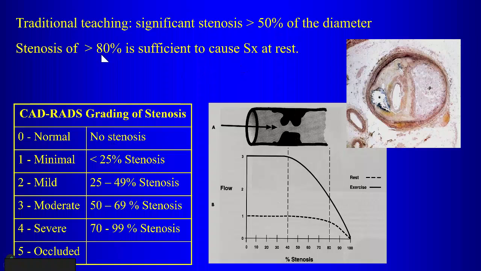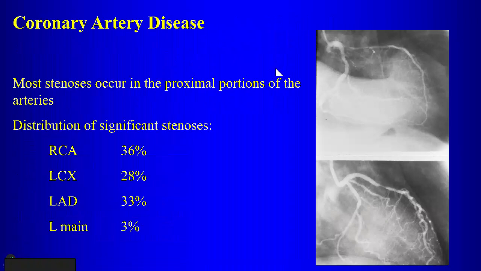It's important to realize that stenosis of about 80% or greater is necessary before you actually have symptoms at rest. So you can have pretty significant stenosis when it's less than 80%, and it will not be flow limiting, and it's not until you stress the patient that you will see the flow limitations with these lower grades of stenosis. Okay. Most stenoses occur in the proximal portions of the arteries. I've given you the distribution of significant stenoses according to the literature.